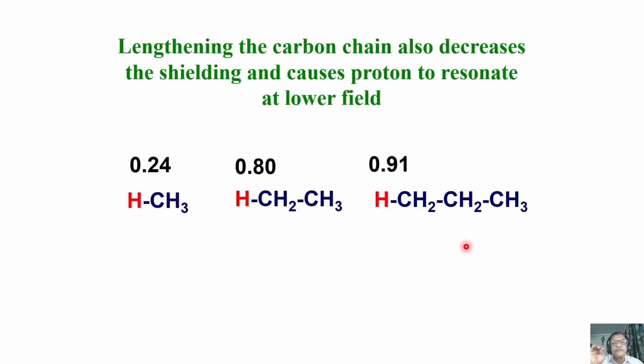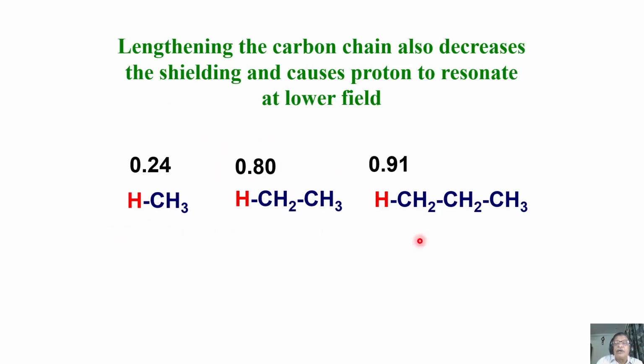of protons. Next, take the same methane, which was coming around 0.23 or 0.24, whatever that. I can lengthen this molecule. See, in this, knock off one of the protons and add a CH3 group. Now it becomes H-CH2-CH3. Now we will concentrate on this CH2 proton. What is going to happen? Look at this chemical shift. It moved from 0.24 ppm to 0.8 ppm.